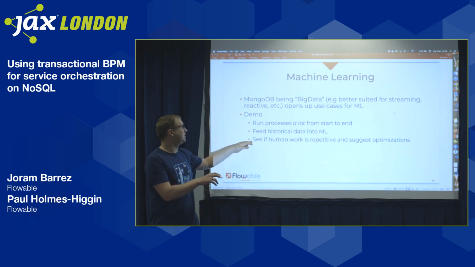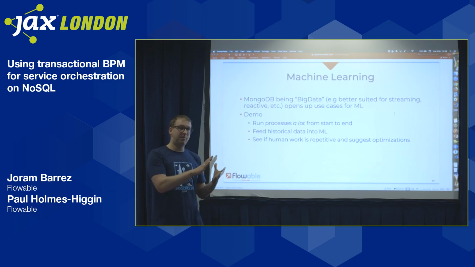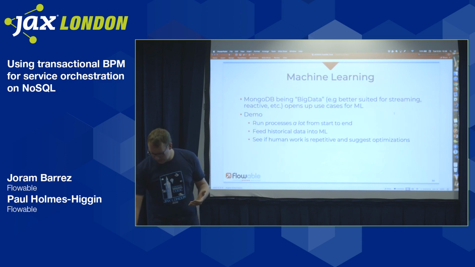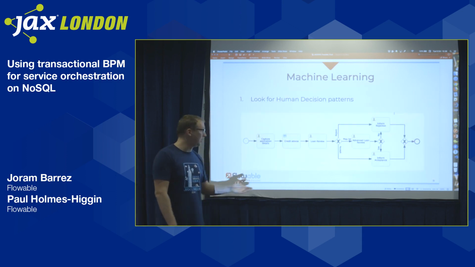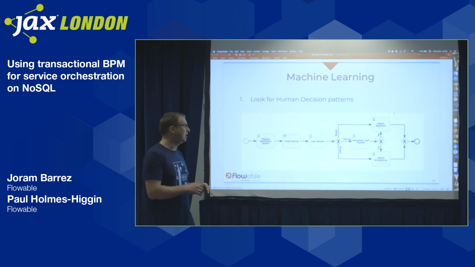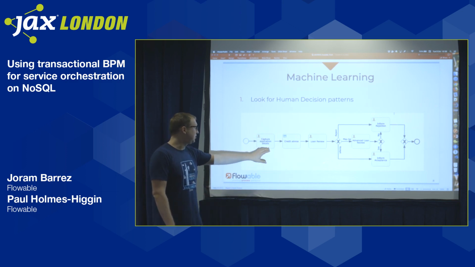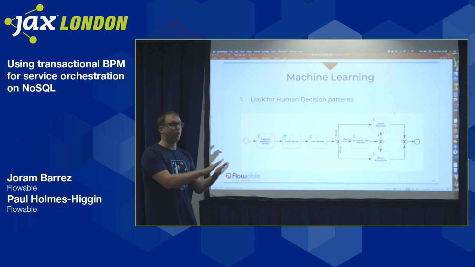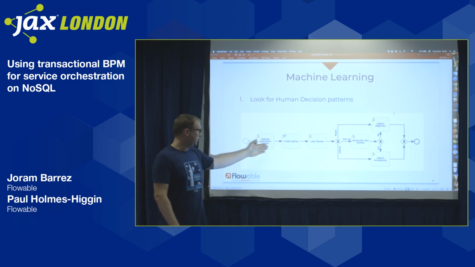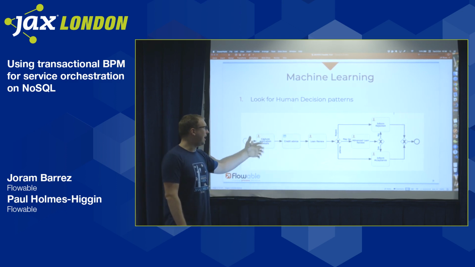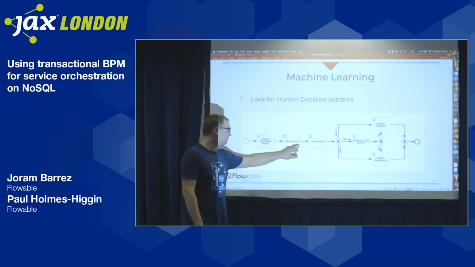And the goal is actually to see if we can find some human work that is repetitive and suggest optimizations to do that. Now, the process I'm going to use is quite simple. It's not real by any means. But basically, we're going to capture some details. This means that we're going to put a form in front of a user. They're going to fill in name, age, nationality, and these things. There's an automatic check here that will provide some advice. Doesn't really matter for the use case.